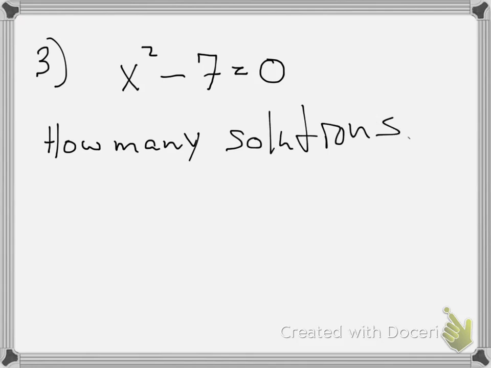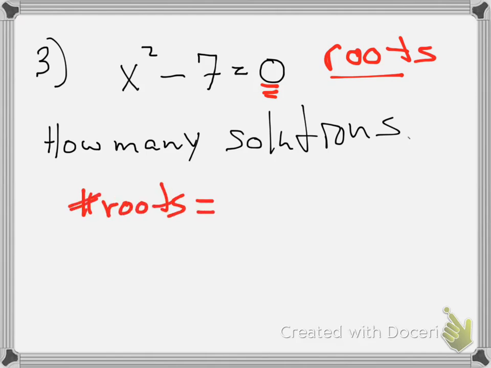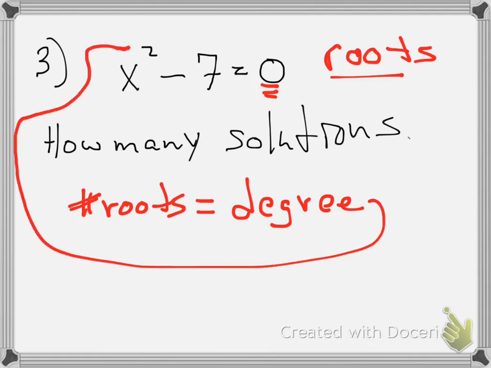Alright, now remember that what we have here is a polynomial set equal to 0, so what we're looking for are roots. And the number of roots equals the degree of the polynomial. And remember that the degree is the largest exponent. So this has 2 roots. Therefore, 2 solutions.